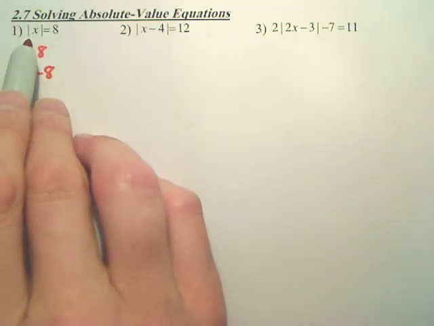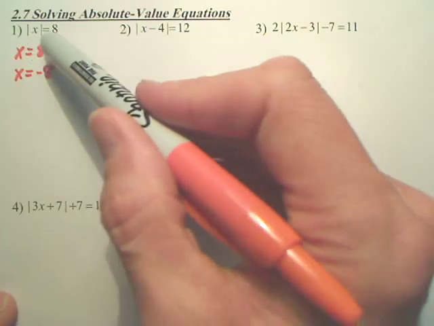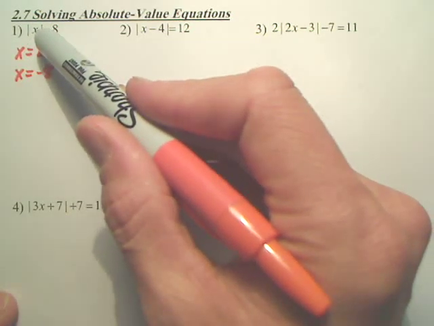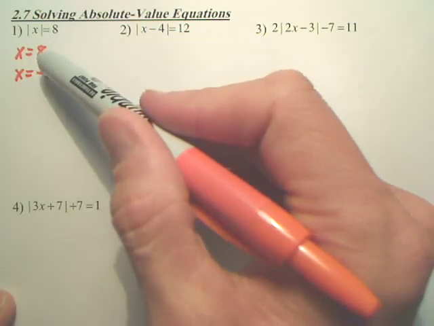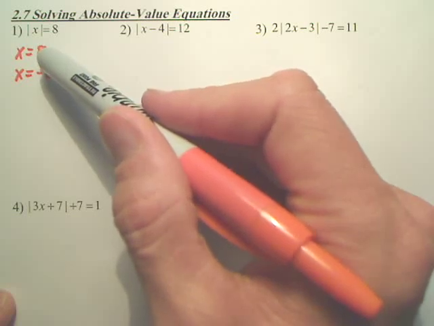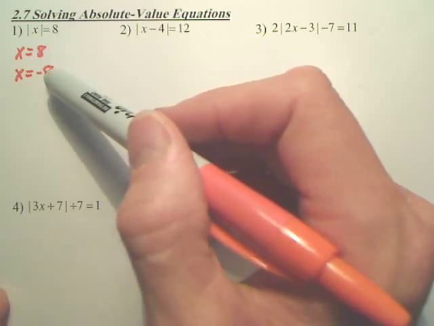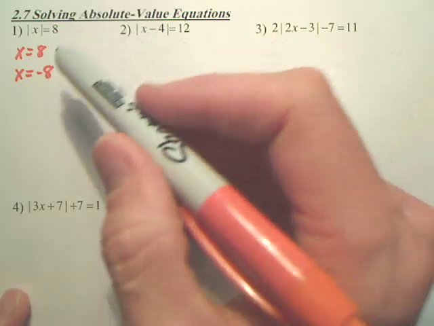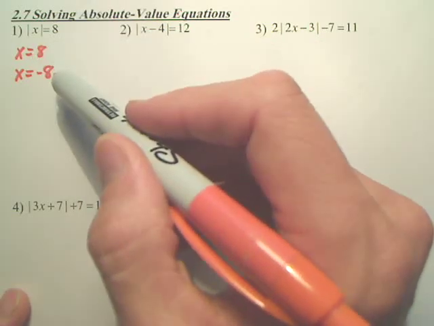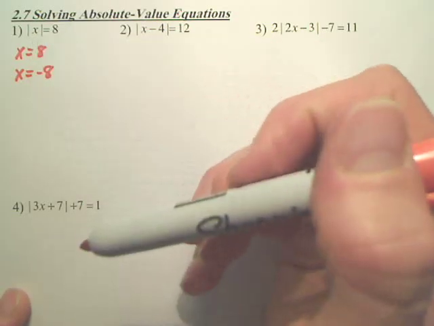What an absolute value does, an absolute value changes all negative values to a positive. So if it's positive, it doesn't need to change it. It stays. But if it's negative, it makes it positive. So your two answers are 8 and negative 8. Both of those make the statement true.